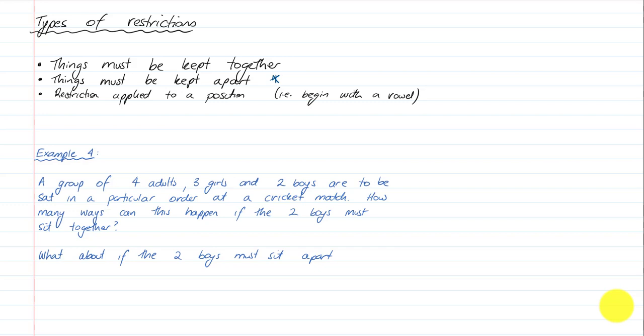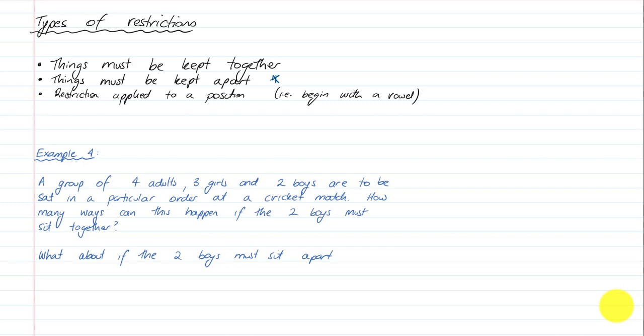The other type of restriction is a restriction applied to position. For example, a word has to begin with a vowel, or maybe you're making a number from a random selection of single digit numbers, but of course 0 can't be at the front because that wouldn't make it a 3 or 4 digit number, or whatever the restriction is. So let's have a look at example 4.